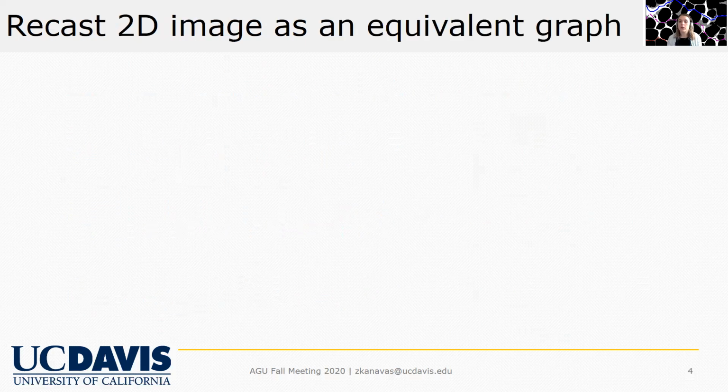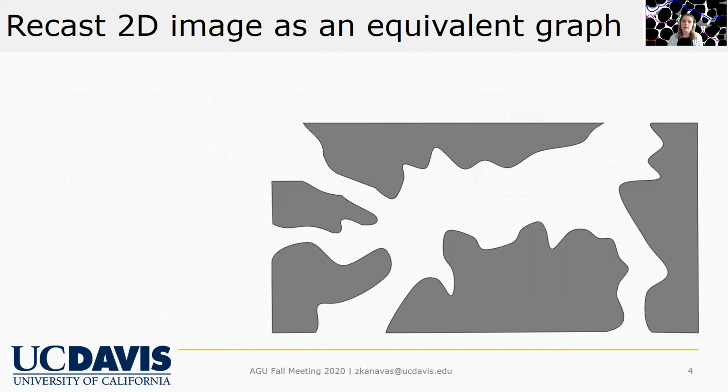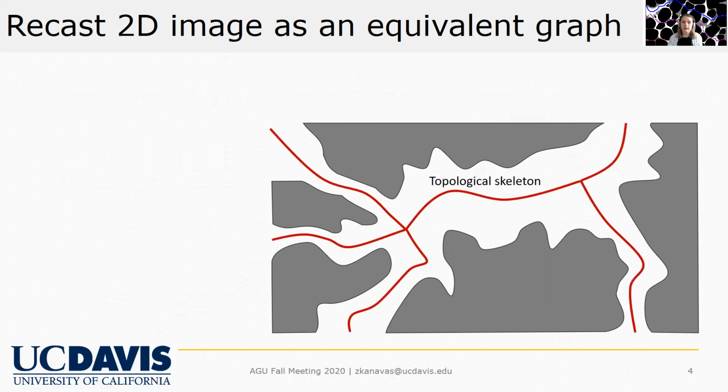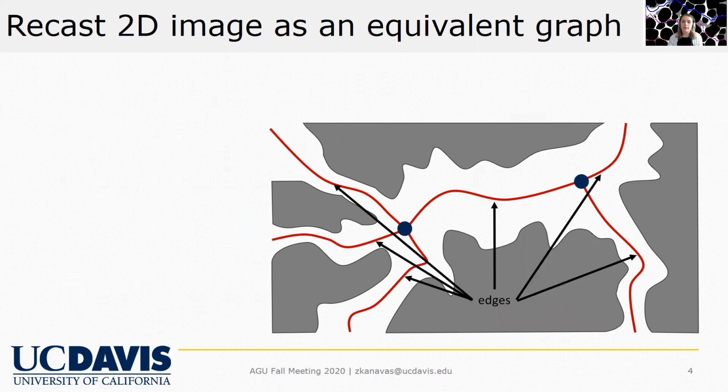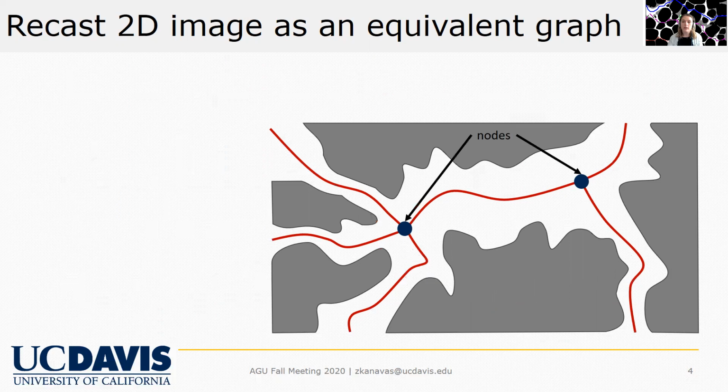This project used thousands of 2D tomographic slices and recast them into equivalent graphs. Let's consider this example of a binary porous medium, where gray is the solid and white is the pore space. We first convert the pore space into its topological skeleton. Then we split that skeleton into nodes and edges, where channels are the edges and channel intersections are the nodes.